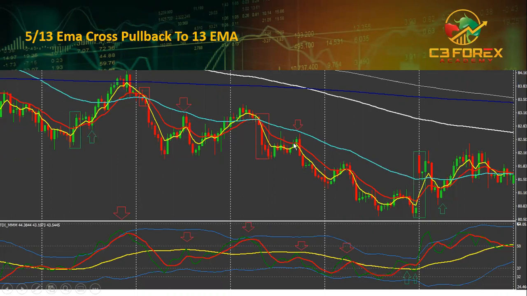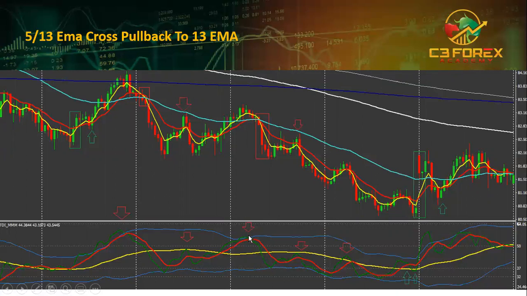Get a shift, pulls back to the 13, drop. Get a shift, pulls back to the 13, rise. Okay, so on the TDI, look what's going on in the TDI. You got a shark fin blowing the water. Next, you get a shift. Price pulls back to the 13 and bounces off of the market baseline.